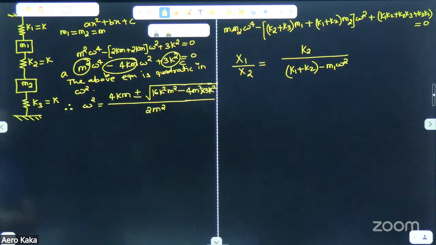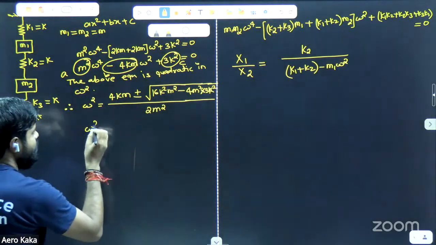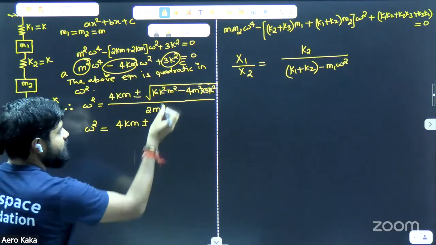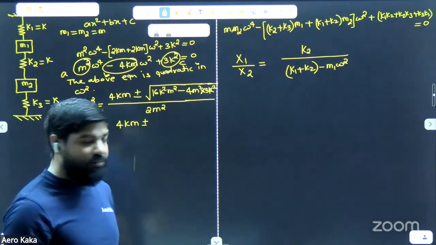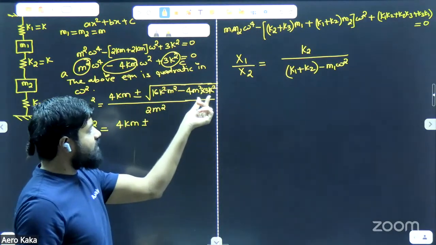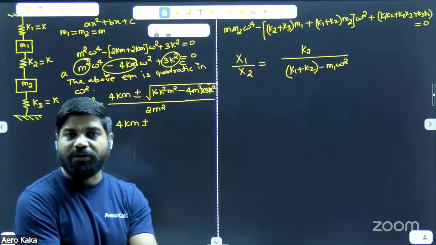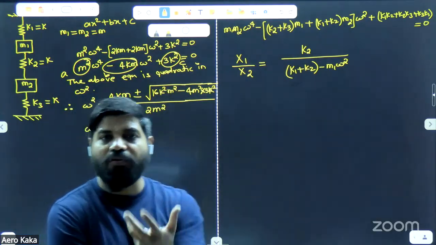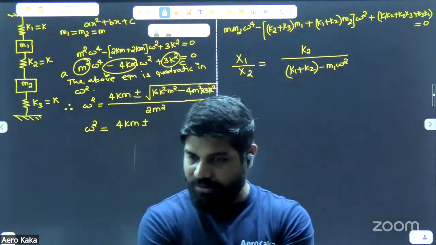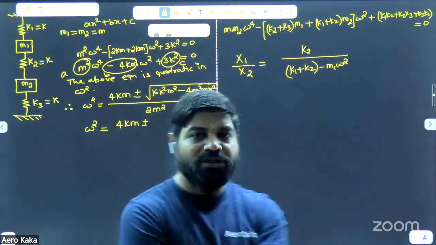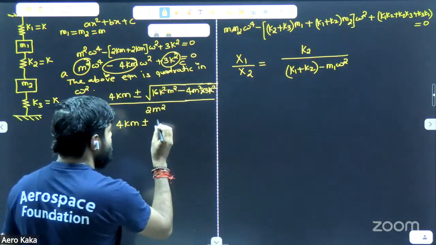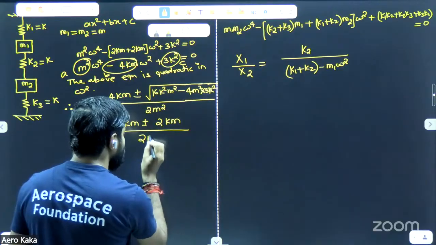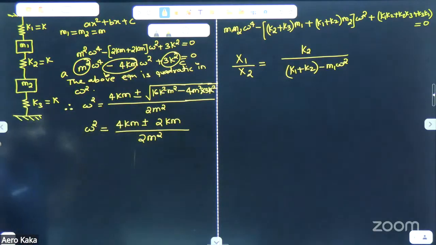Done. Now, if you simplify it further, you can write omega square is equal to 4km plus minus, 4 threes are 12, how much will you get here? 12k square m square. Already, how much are we having? That's 16k square m square. It means how much will you get? That's 4k square m square inside this root only. So this value is going to be, if you simplify this, 2km, right? Could you verify, guys? Divided by 2m square. Are you getting this one? First say yes or no, sir.